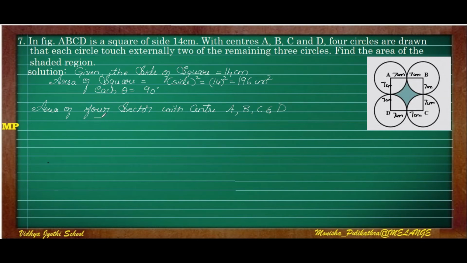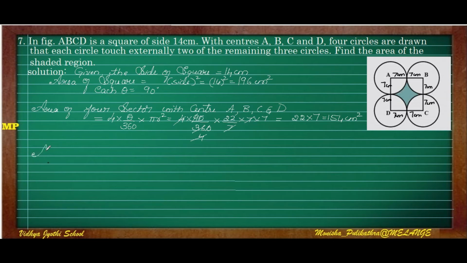So this is the area of 4 sectors, that is 4 into sector formula theta by 360 into pi r square. So 4 into, we know that it is a square which has an angle 90 degree, divided by 360 into 22 by 7 and radius is 7. So 7 cancel, 4 into 4 gets cancelled. The remaining will be 22 into 7, which is equal to 154 centimeter square.